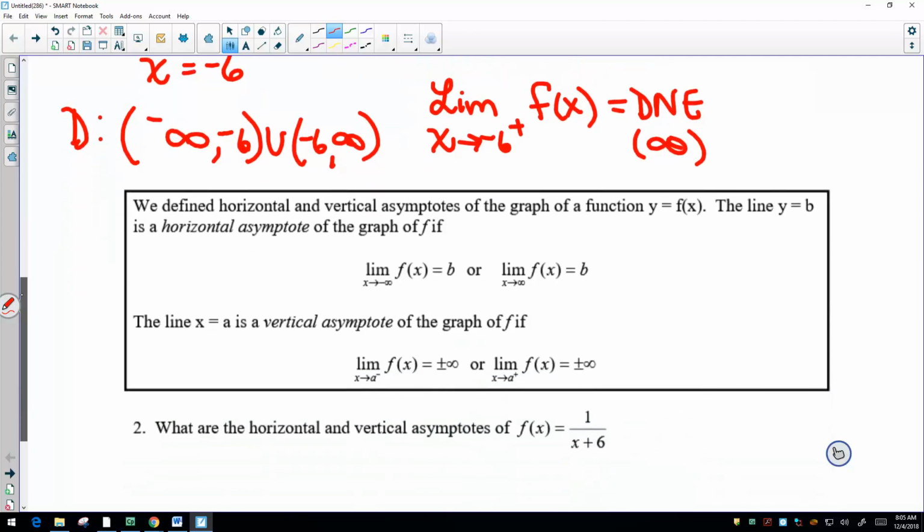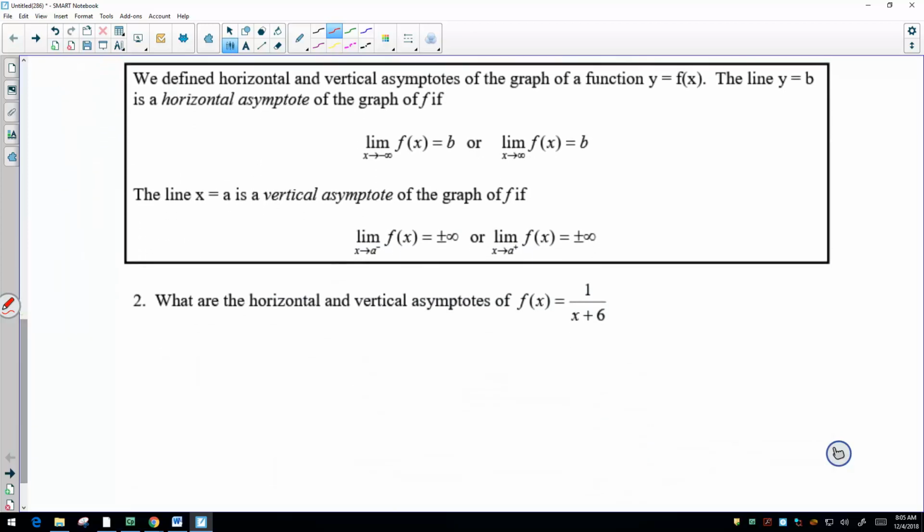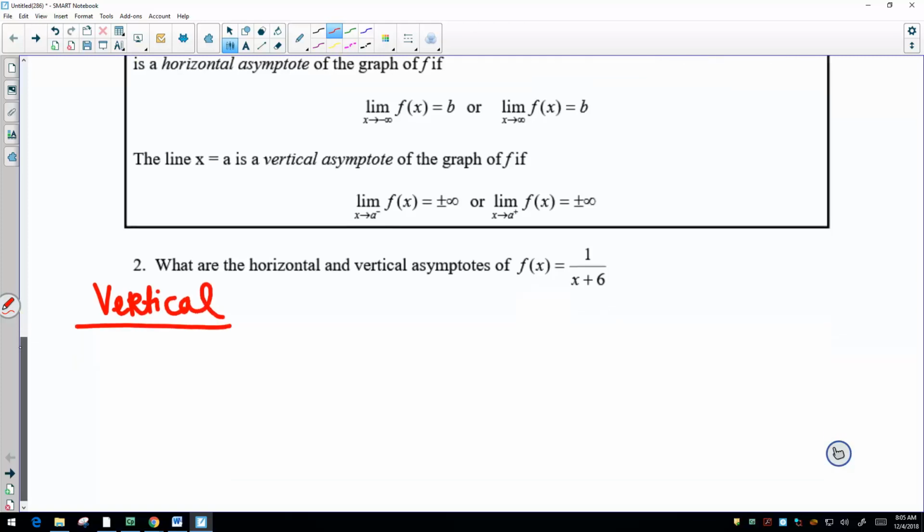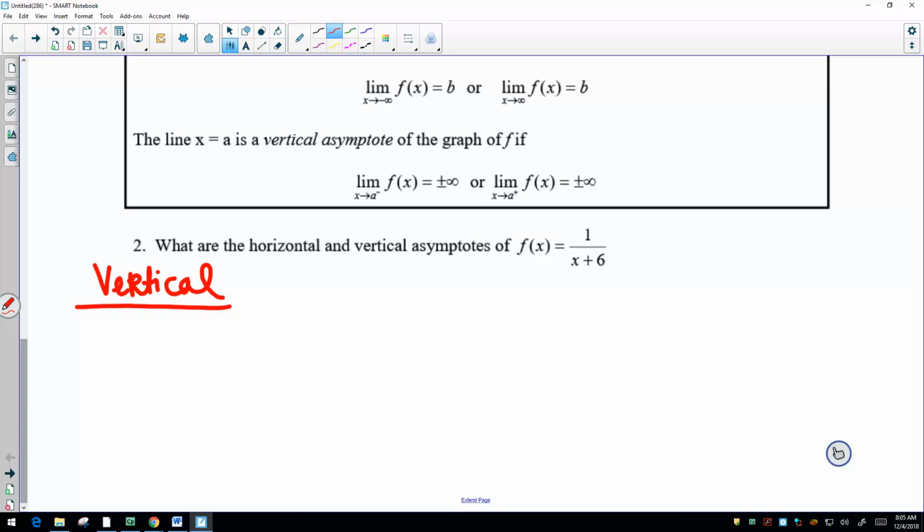Okay? This is just going to be a little bit of a review of our horizontal and our vertical asymptotes, however, just connecting it with the limits. So for number 2, it's saying what are the horizontal and vertical asymptotes? Well, we just found from up above your vertical asymptotes. We would solve and find them the same way that we would find our domain restrictions. So I could say my vertical asymptote here is going to be at negative 6, and we saw that from the graph from before.